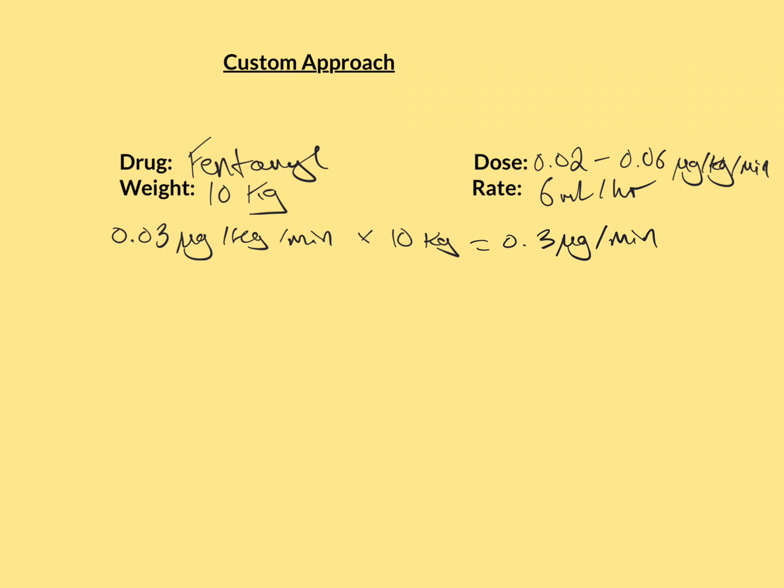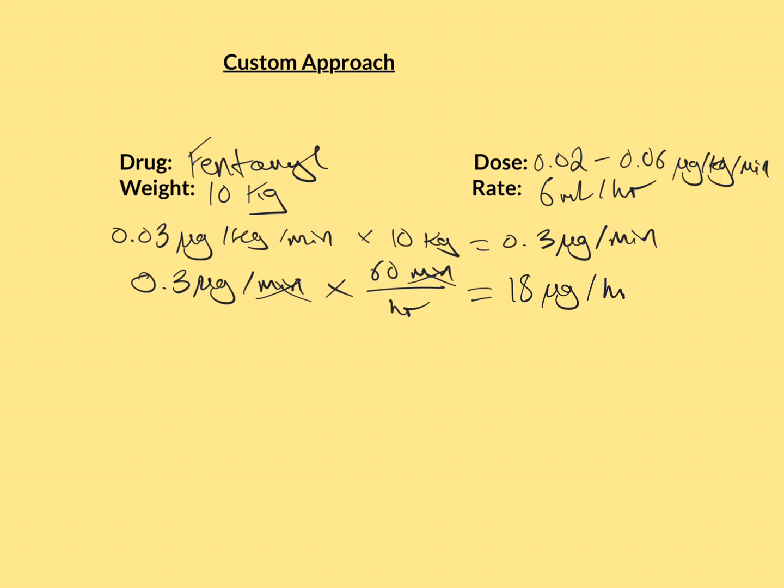So we need to calculate this to, or convert this to hours. So we have 0.3 micrograms per minute times 60 minutes per hour. Our minutes cross out, and we are left with 18 micrograms per hour.